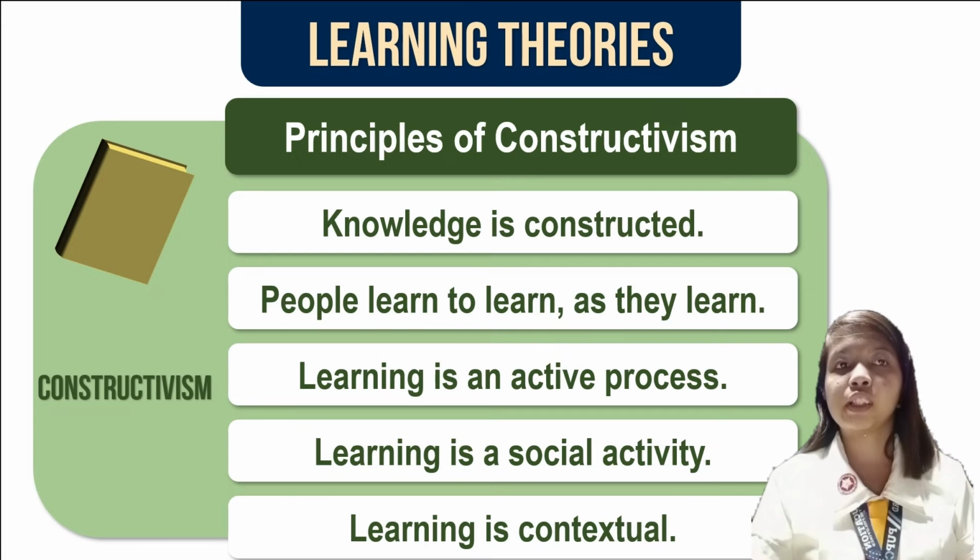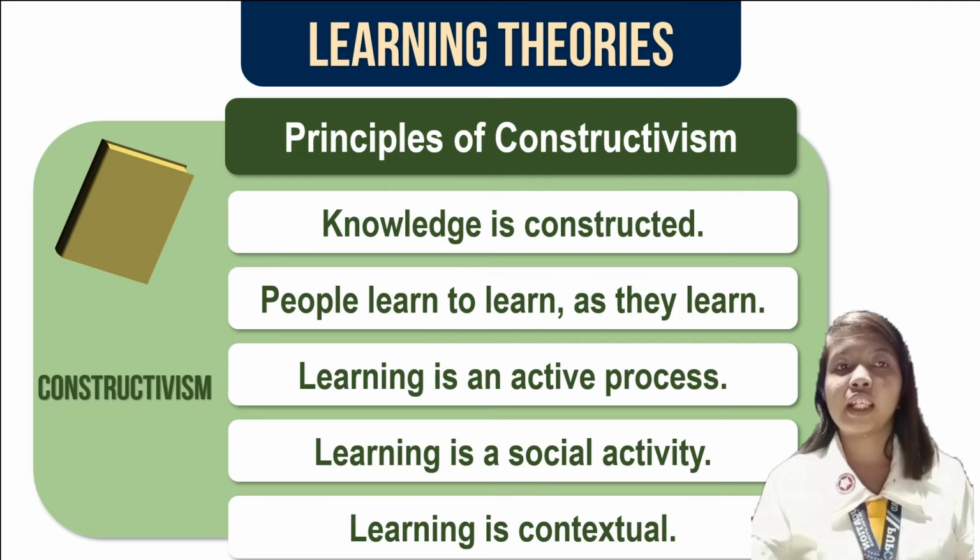Next principle, people learn to learn as they learn. This learning involves constructing meaning and systems of meaning. For example, if a student is learning the chronology of dates for a series of historical events, at the same time, they are learning the meaning of chronology. Each thing we learn gives us a better understanding of other things in the future.